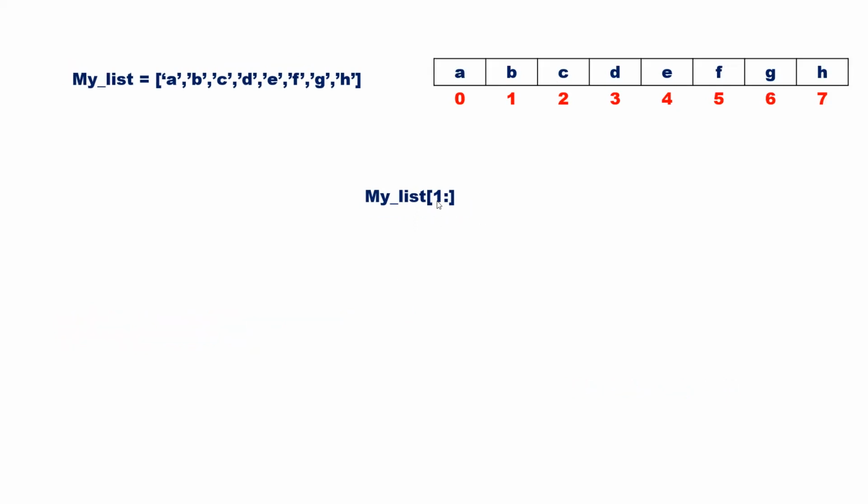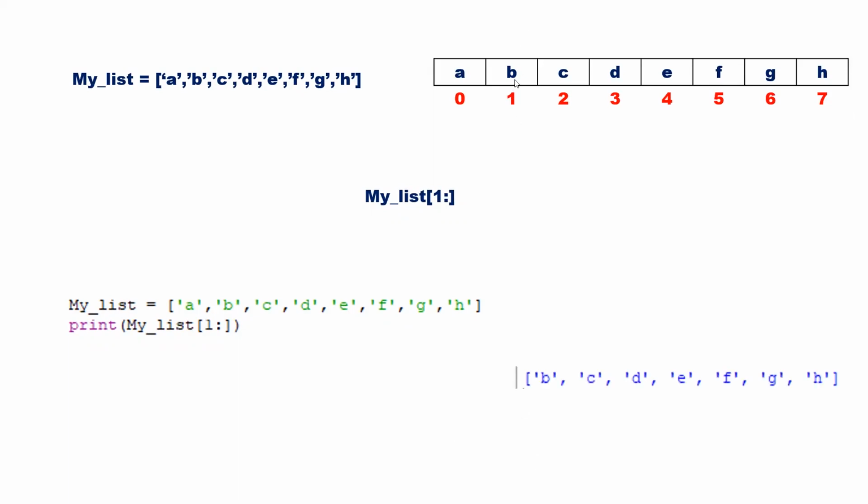If you omit the end value, the value returned will go up to the end. So here my list 1 colon. We have not specified the end value and we have not specified the step value. So the step value by default is 1. Since we have not included the end value, this will return the values from 1 to the end of the list. So that means we will get the values B, C, D, E, F, G and H.